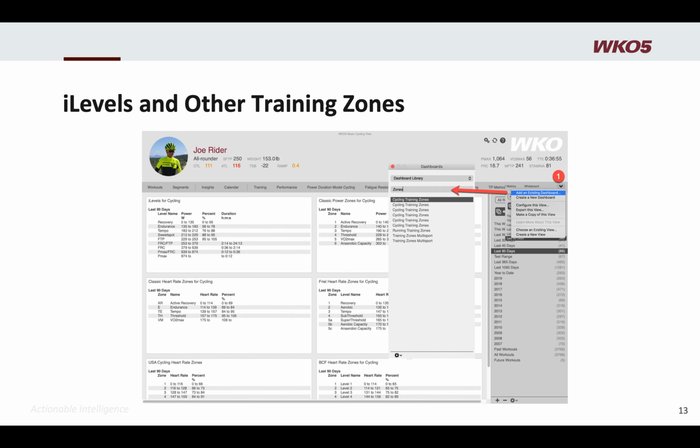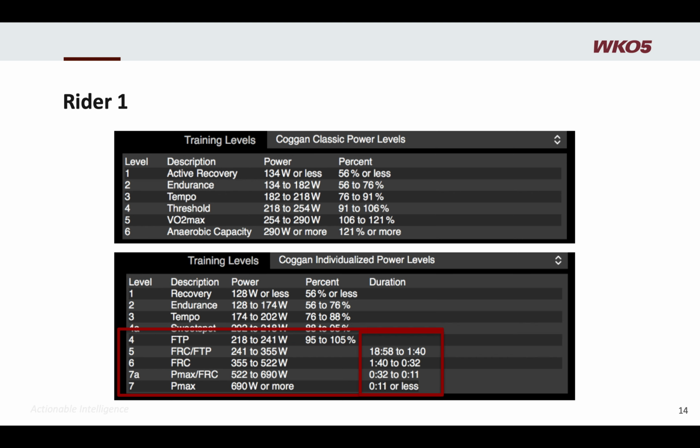Now let's make sure that you can find your training zones dashboard. It should be in your basic and advanced views, but if you don't have it for some reason, all you need to do is click on the simple down arrow, add an existing dashboard, search for zones, and you'll get a whole list of different training zones to bring up. Just bring up that dashboard. Remember, the dashboard will be added to the view that you are using, and any athlete sharing that view will now have that dashboard. Once we get that up, you can take a look at the classic and the eye levels in there.